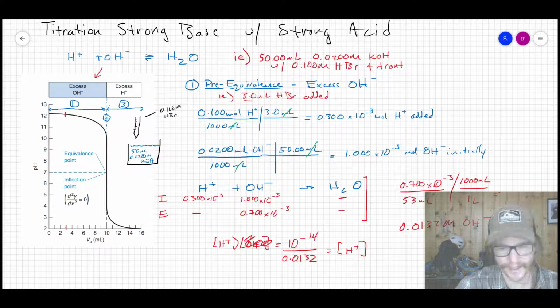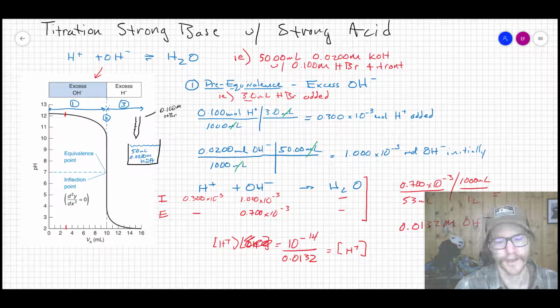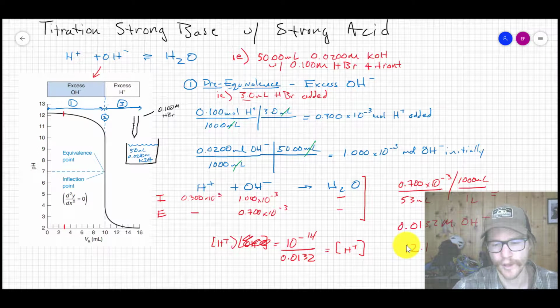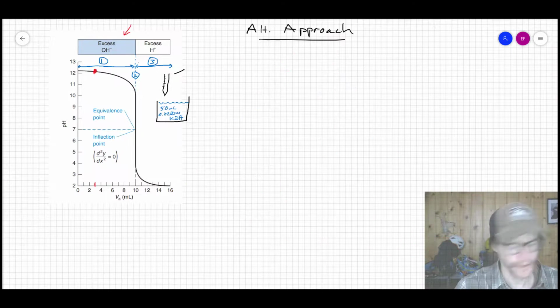Either way works. Just be careful as you're going from regular space to log space that you're being careful about those sig figs. So doing that, that gives us a pH of 12.12, keeping 2 sig figs there, which I think is what we needed because we're constrained there. So that's 12.12, which is pretty consistent with this computed curve right there.